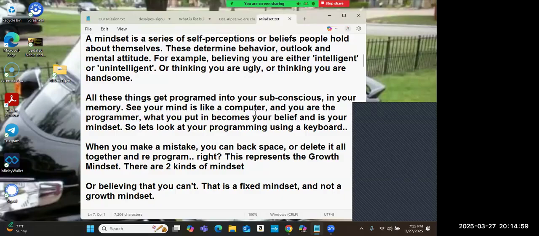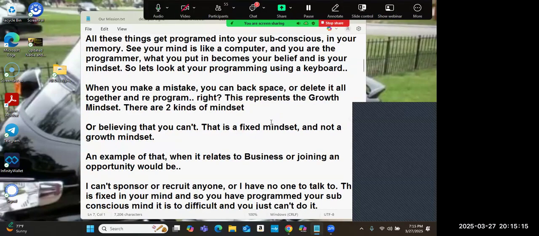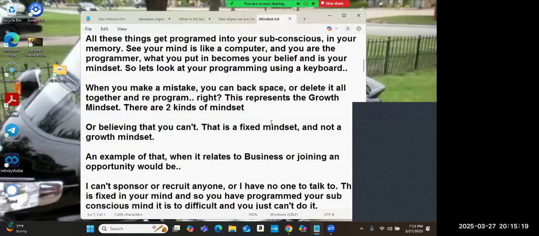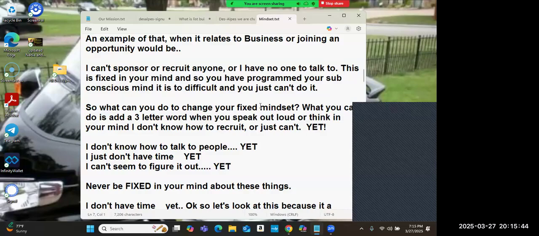All these things get programmed into your subconscious, in your memory, because your mind is like a computer and you are the programmer of that computer. So what you put in becomes your belief and is your mindset. So let's look at your programming using a keyboard as an example. When you make a mistake, you can backspace or delete it altogether and reprogram it, right? This represents the growth mindset, because there are two different kinds of mindset. There's growth mindset and then there is fixed mindset. An example of that, when it relates to business or joining an opportunity, would be: I can't sponsor or recruit anyone, or I have no one to talk to. That is already fixed in your mind. And so you have programmed your subconscious mind and it's difficult and you just can't do it, right?